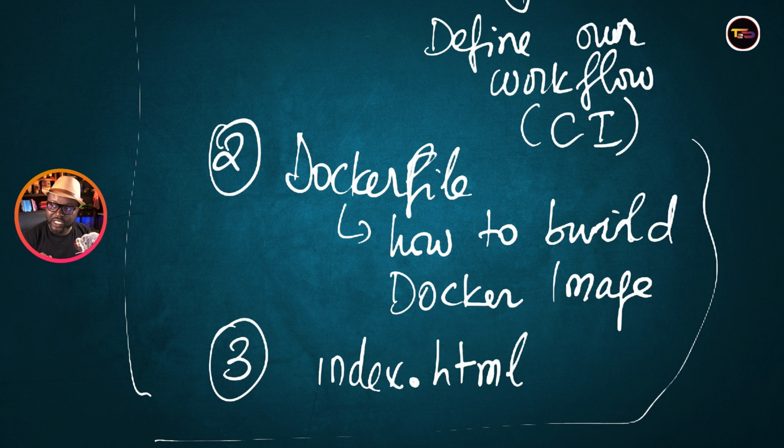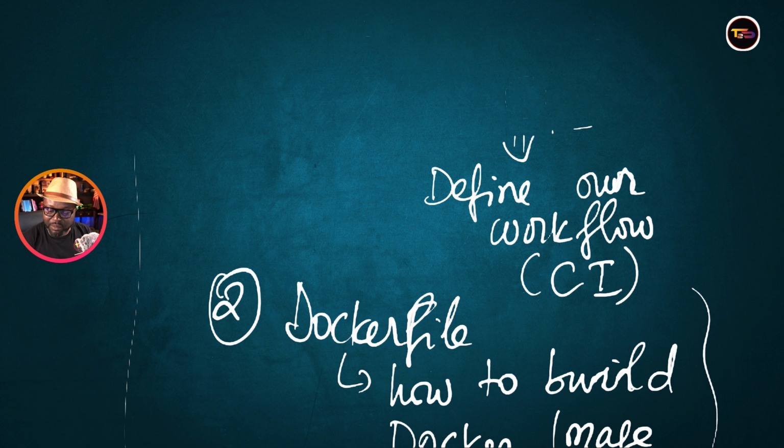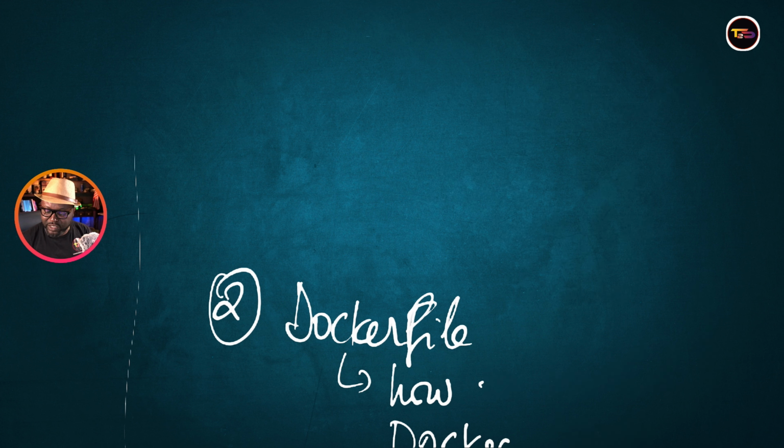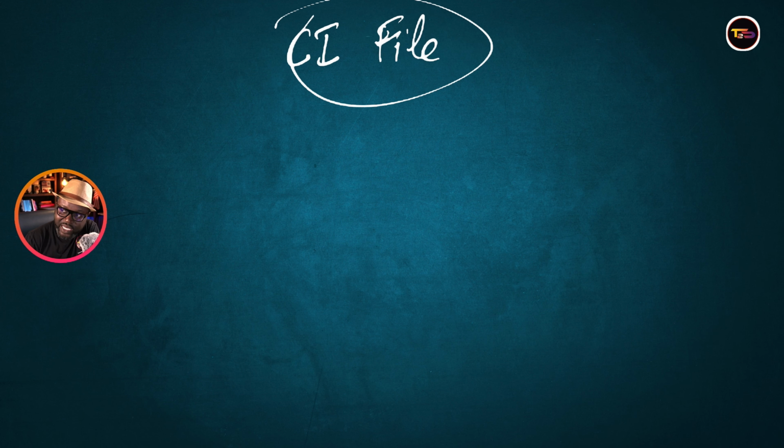First, we're going to start with the CI YAML file right now. So I'm going to show you the different components of the file here. What we need on this file is, first of all, so this is a CI file.